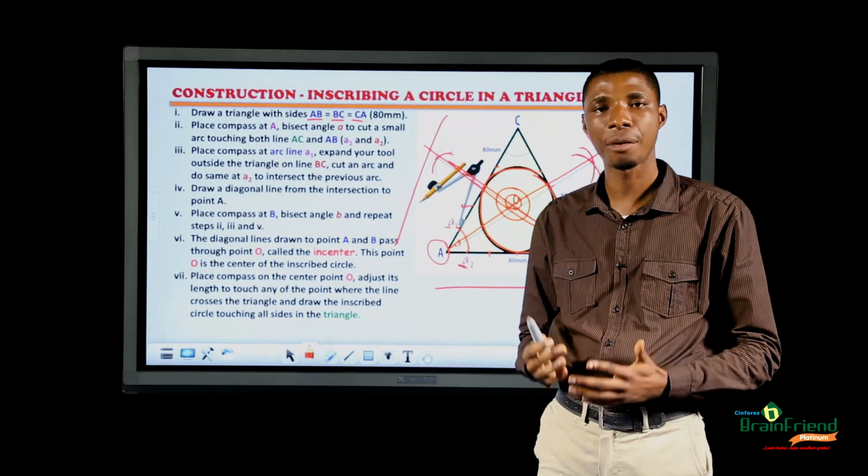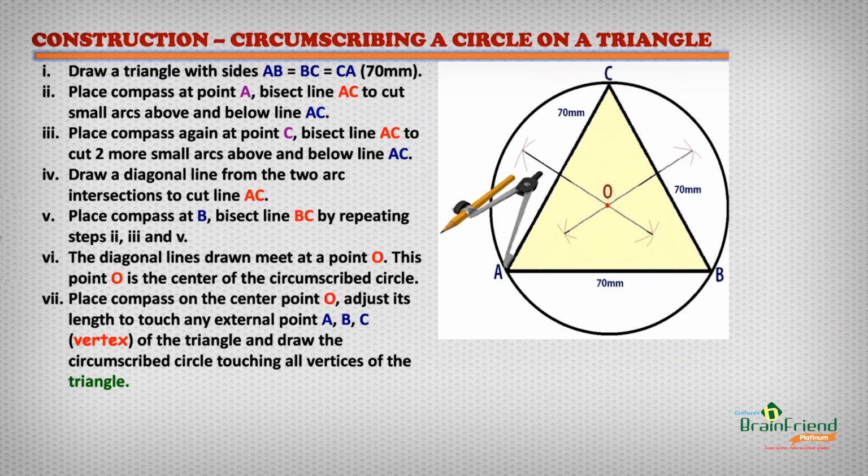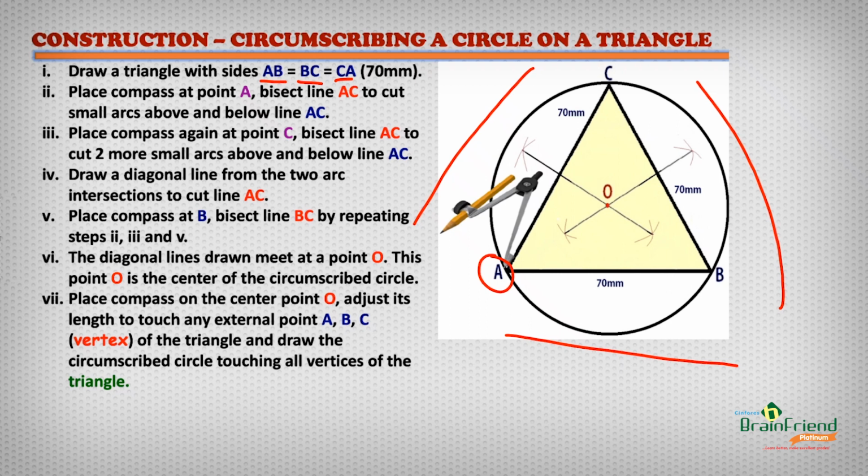Now, let's go on to see how we can circumscribe a circle on a triangle. In circumscribing a circle on a triangle, you must follow these procedures to achieve good results. The procedures include: 1. Draw a triangle with sides AB, BC, and CA. 2. Place compass at point A. Bisect line AC to cut small arcs above and below.